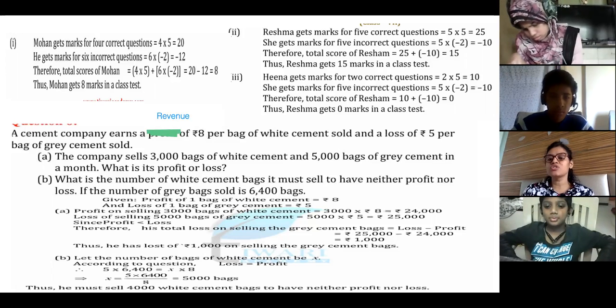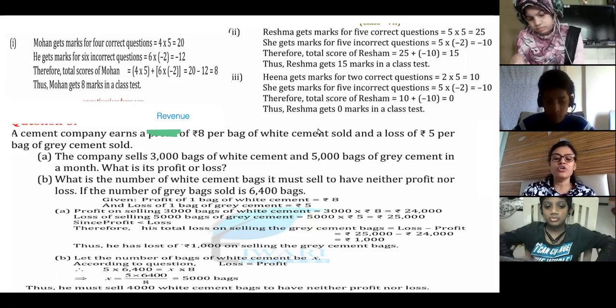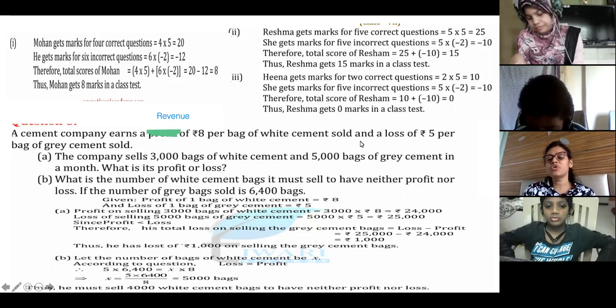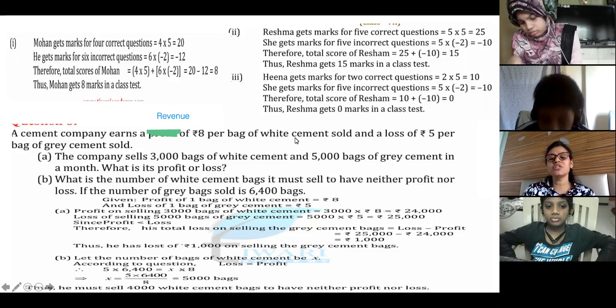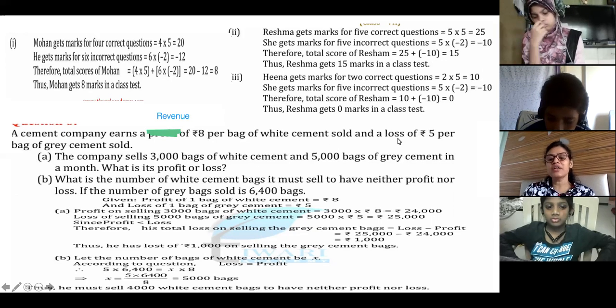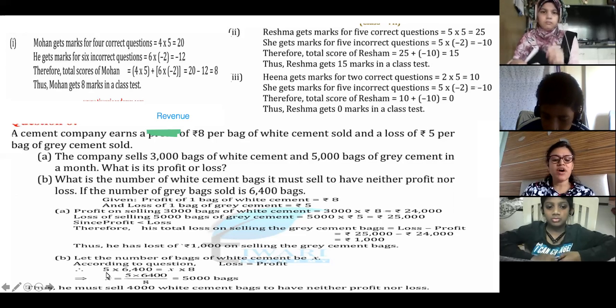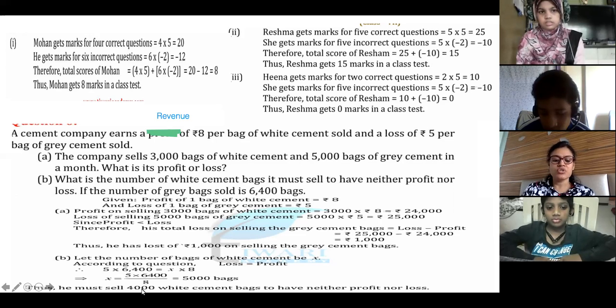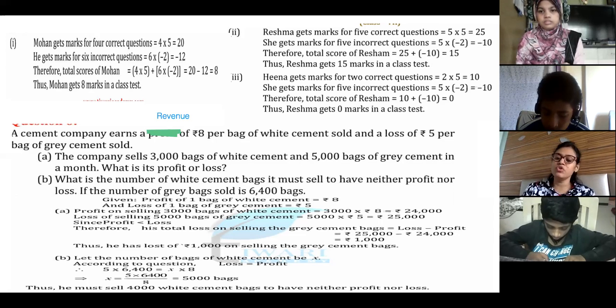No profit, no loss. Now you have to find out the total profit and total loss. So the total profit is how much? 8 into X, because we don't know the number of white cement bags in the second part. And the loss is 5 into 6400; 6400 is given in the question. So you get the answer 5 into 6400 upon 8, which is 5,000 bags. When the white cement bags are 5,000 in number, then you have no profit, no loss. Okay.